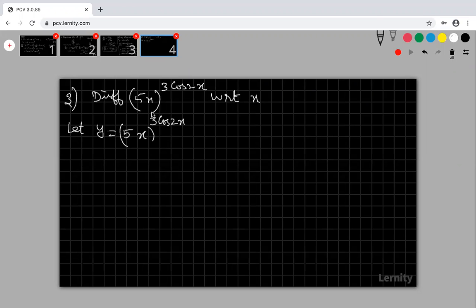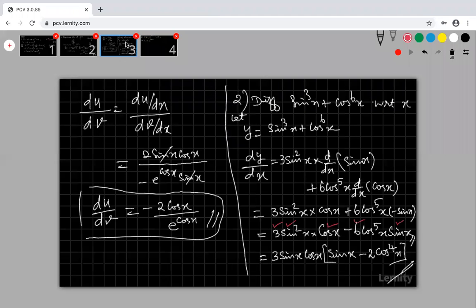Okay, right. So how to differentiate this? Any idea? How to differentiate this function? Taking log on both sides, very good. Yes, take log on both sides and proceed.